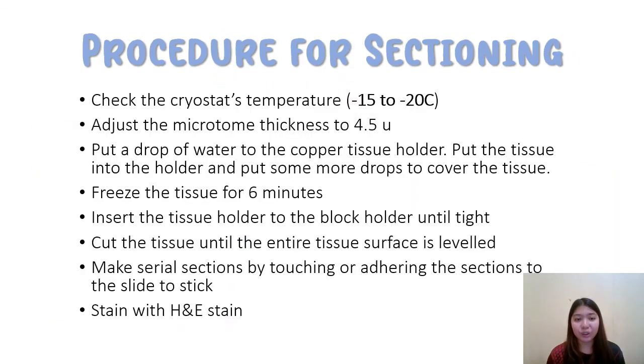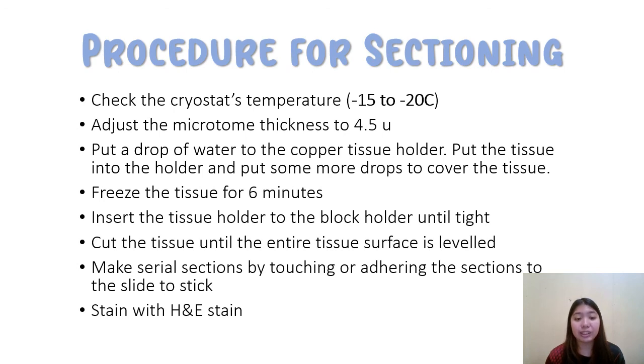Procedure for sectioning. First is to check the cryostat temperature. It should be at -15 to -20 degrees Celsius. Then adjust the microtome thickness to 4.5 micrometers. Then put a drop of water on the copper tissue holder. Put the tissue into the holder and put some more drops to cover the tissue. After that, freeze the tissue for 6 minutes.